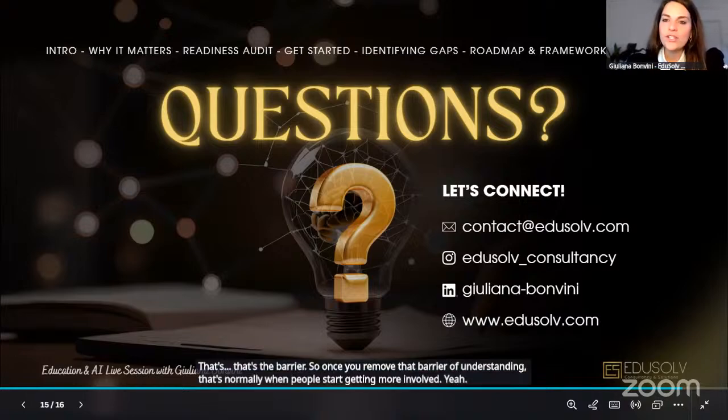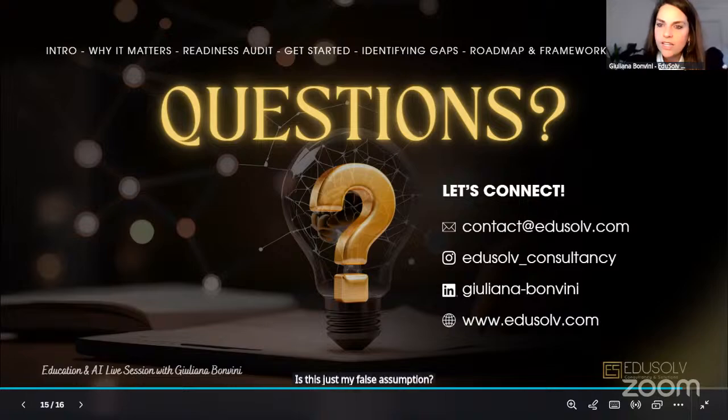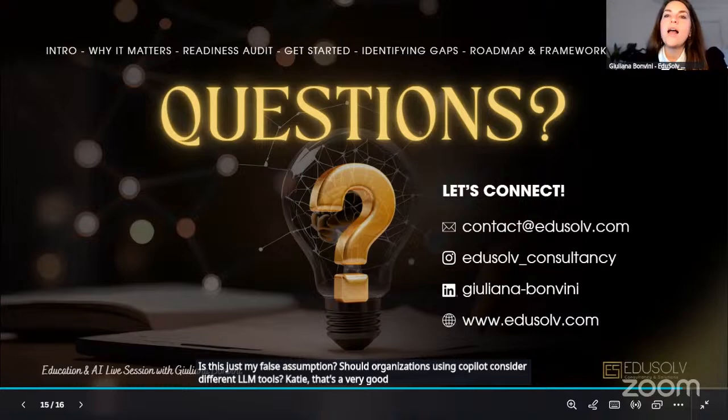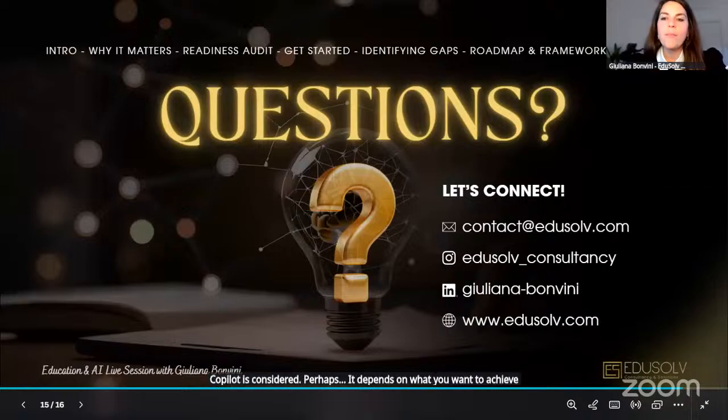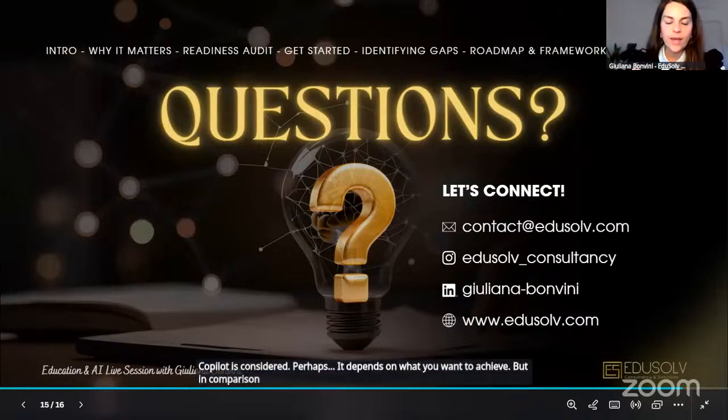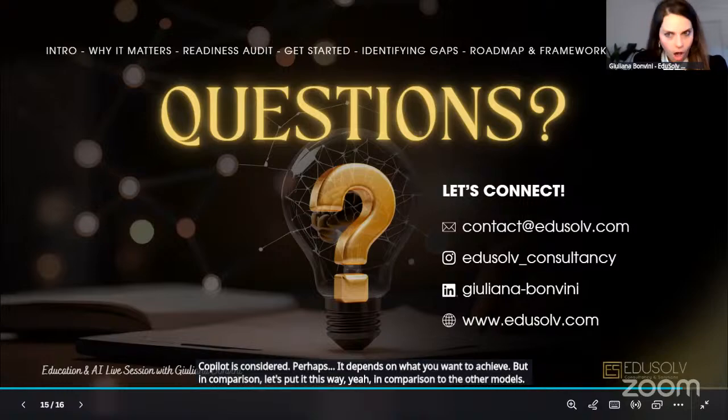Then we have a question from Katie. My organization uses Copilot. It seems Copilot is less powerful than other tools out there. Is this just my false assumption? Should organizations using Copilot consider different LLM tools? Katie, that's a very good question. In the AI space, it depends on what you want to achieve, but in comparison to the other models, Copilot is behind.